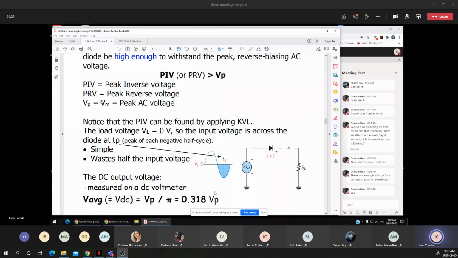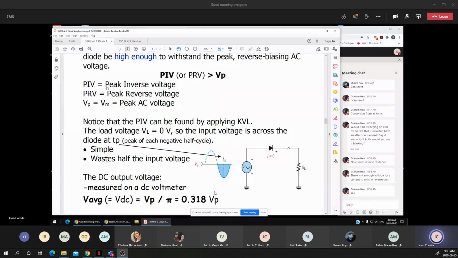Remember that that's the maximum voltage, which is the same thing as VP. That's why I may choose to switch between the VP and the VM. Just to remind you, the maximum voltage is the same thing as the VP. That's the peak AC voltage, PIV. That's the most used one in my notes and my course.